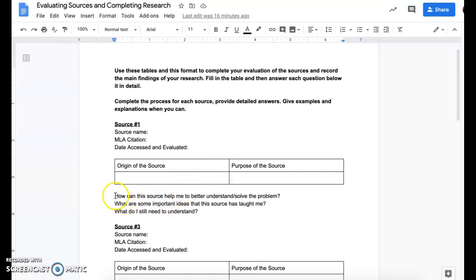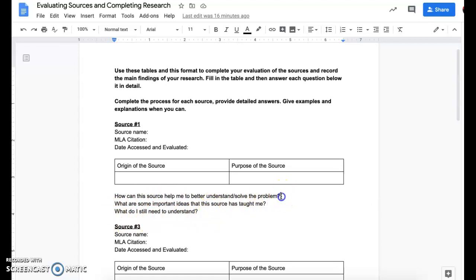Once you've looked at the origin and the purpose of each source, you're going to answer these questions here, okay? How can this source help me to better understand or solve the problem? What are some important ideas that this source has taught me? And what do I still need to understand?